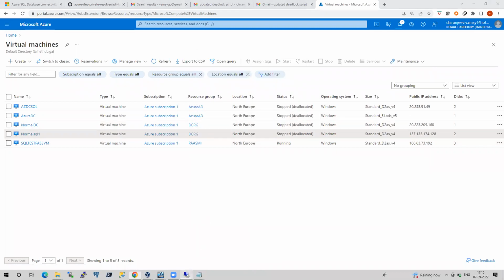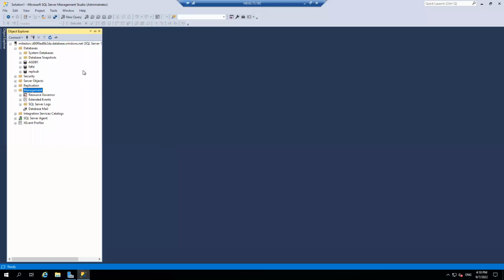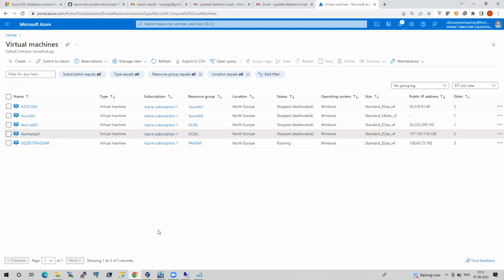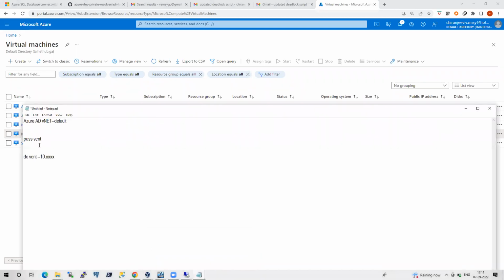Okay, so let me go to the PaaS MI. I think this is the PaaS machine. Let me check this host name. SQL test PaaS VM means this machine is part of the PaaS VNet. So my PaaS VNet is having default DNS, which means the Azure-provided server IP.